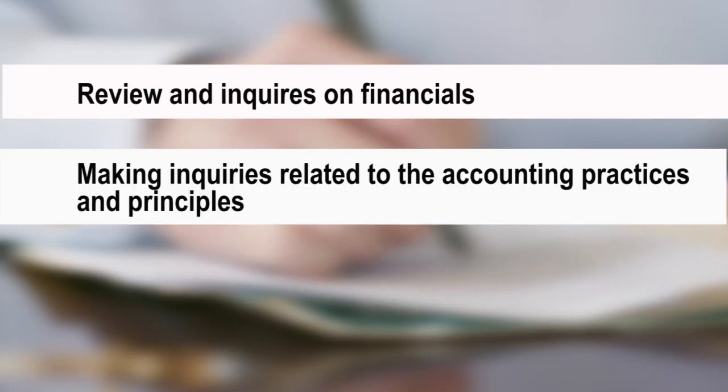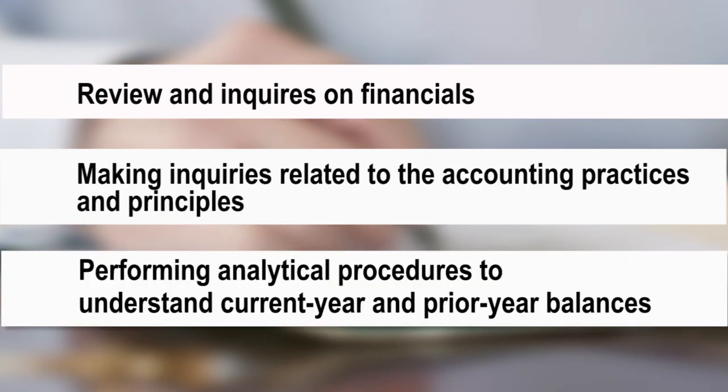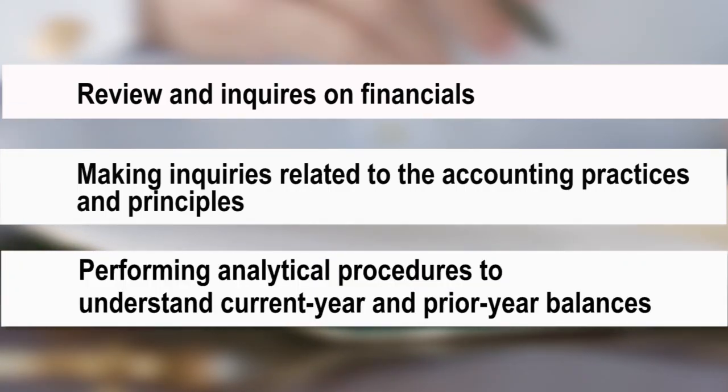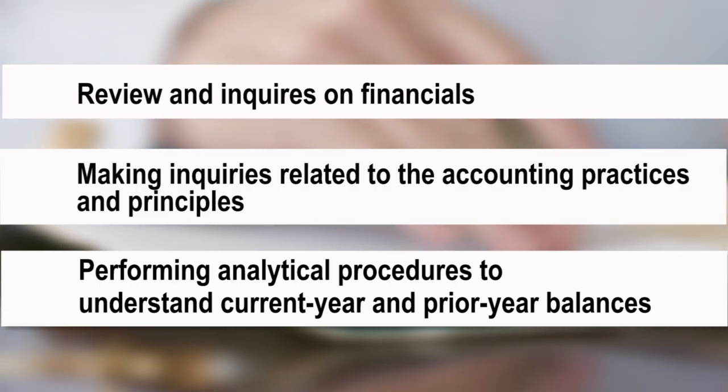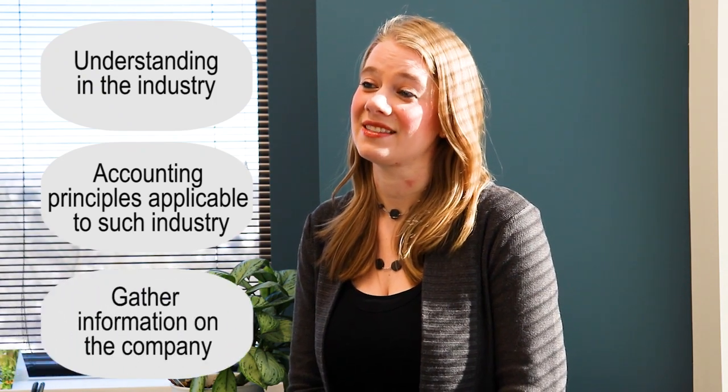The review process involves all of the following: review and inquiries on financials, making inquiries related to the accounting practices and principles used by the business, and performing analytical procedures to understand current year and prior year balances, or current year balances outside of the CPA's expectations. In order for a certified public accountant to know where to look for potential accounting errors, they need to have an understanding of the industry in which the organization is operating and the accounting principles applicable to such industry, as well as gather information on the company itself.